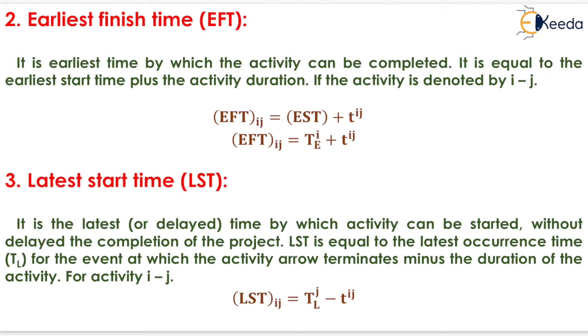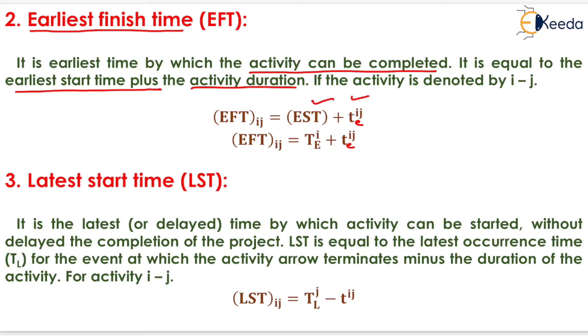Now the next time is the earliest finish time denoted by EFT. It is the earliest time by which an activity can be completed. It is equals to the earliest start time plus the activity duration, that is EST plus TEIJ. So EST will be equals to TEI. So the formula will be EFT equals TEI plus TEIJ.